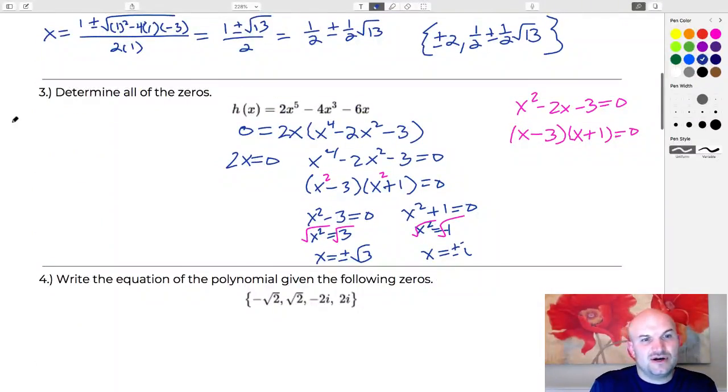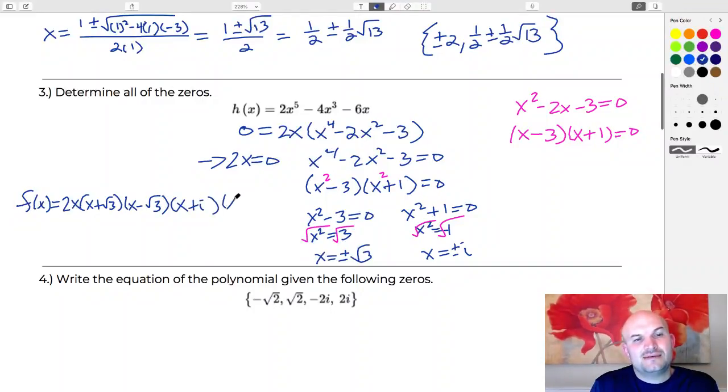Well, let's just get it. So let's write the zero product property, or the linear factorization. So the linear factorization here would be 2x, which, don't forget about that one. That's still there. And then basically we have x plus the square root of 3 times x minus the square root of 3 times x plus i times x minus i. Okay, and then from here you can see that here's all my linear factors.